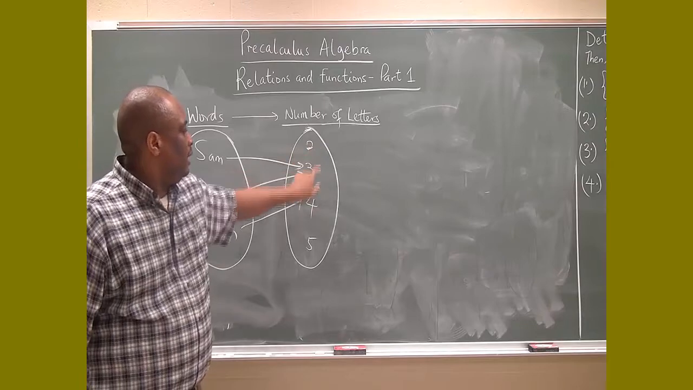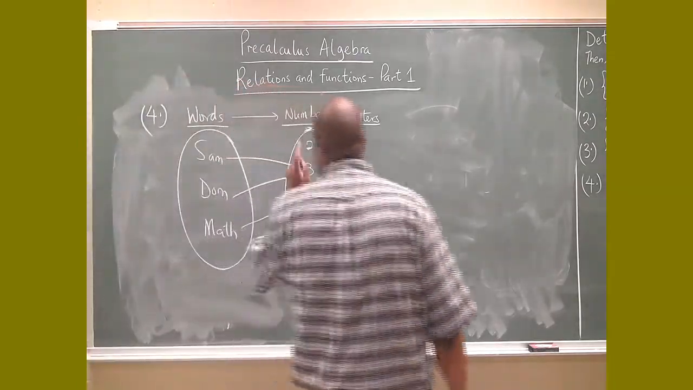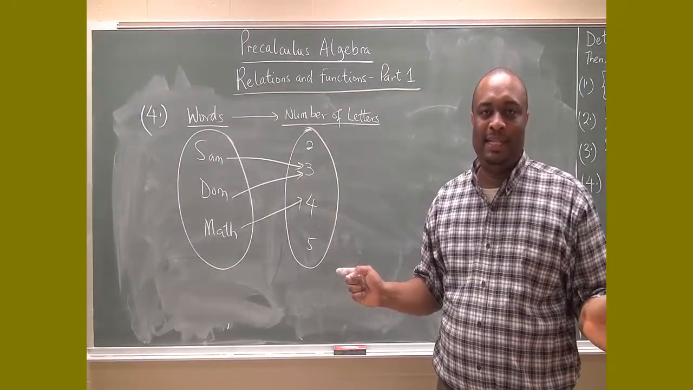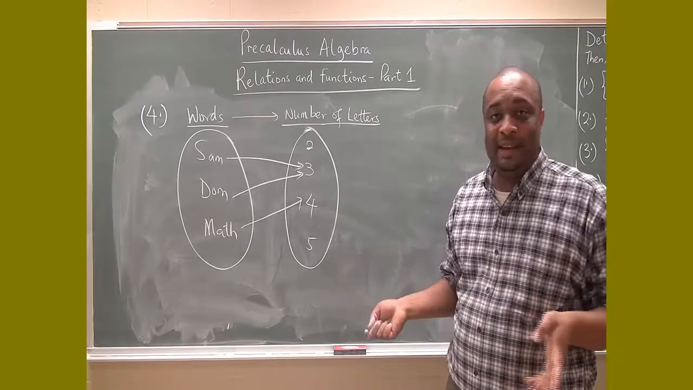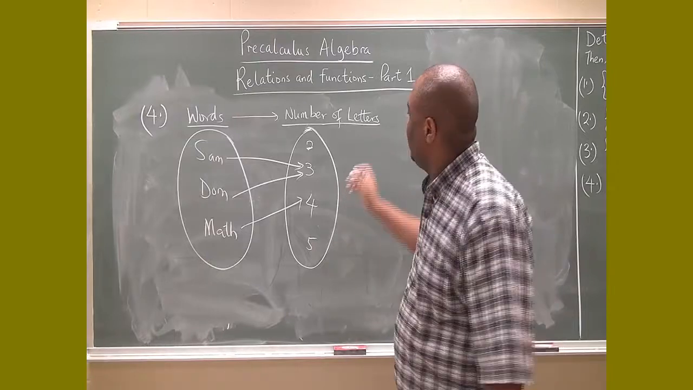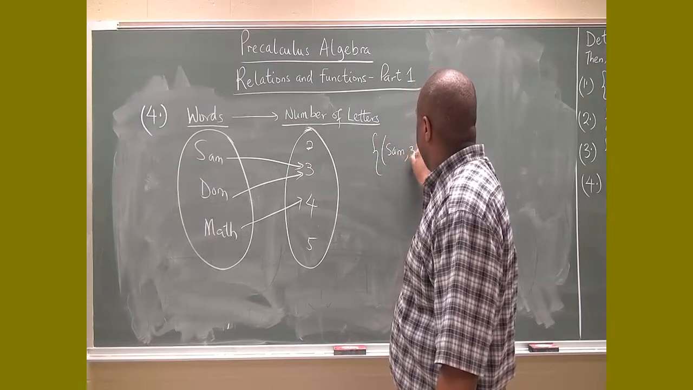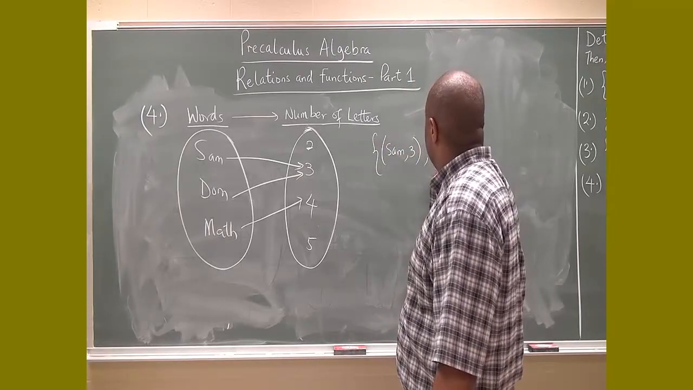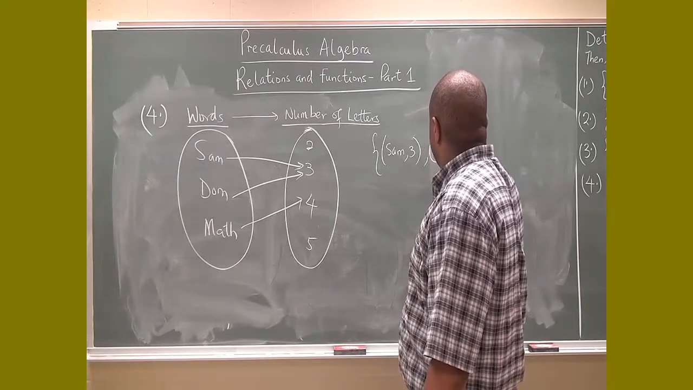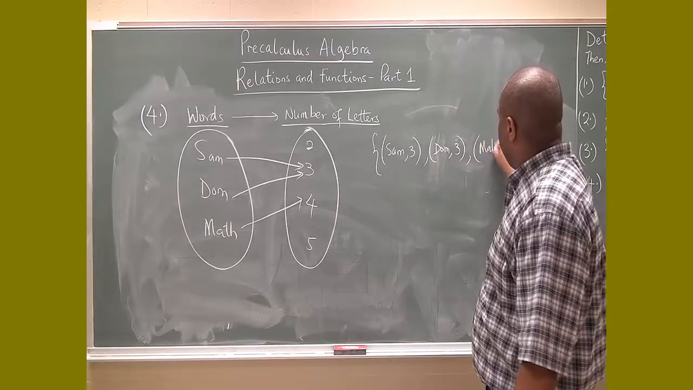Because you have 2 elements in the codomain, 2 elements that are not images. So is this still a function? And the answer is yes. Look, if we represent it as ordered pairs, this will be Sam 3, comma, Dom 3, comma, Mark 4.